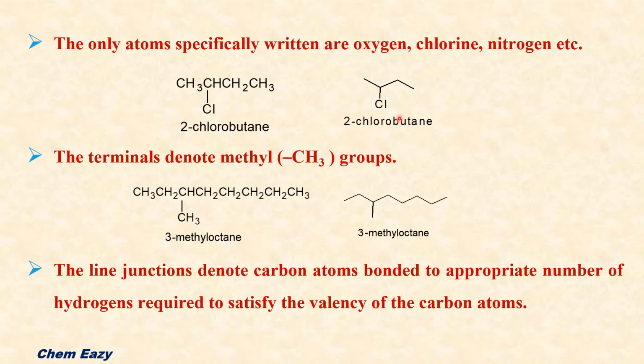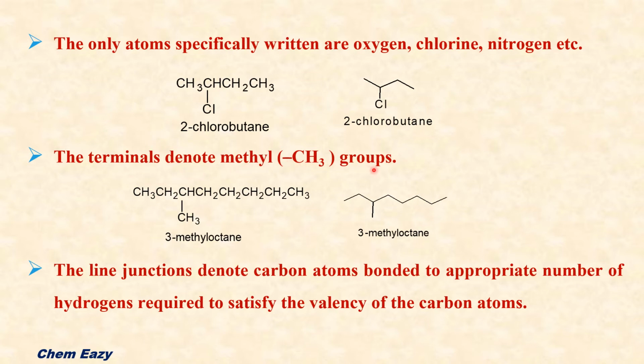For example, this is the condensed structural formula of 2-chlorobutane. In this structure, apart from carbon and hydrogen, a chlorine atom is also there. So if we are drawing the bond line structural formula for 2-chlorobutane, here the chlorine atom should be shown specifically. Only carbon and hydrogens are not shown, and the terminals in the bond line structural formula denote methyl groups.